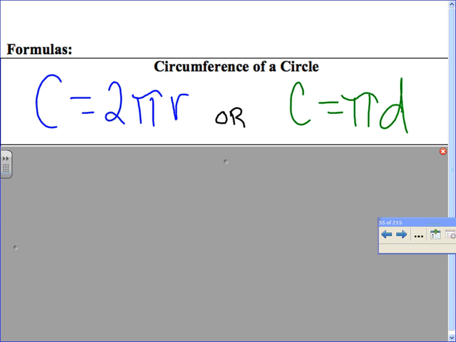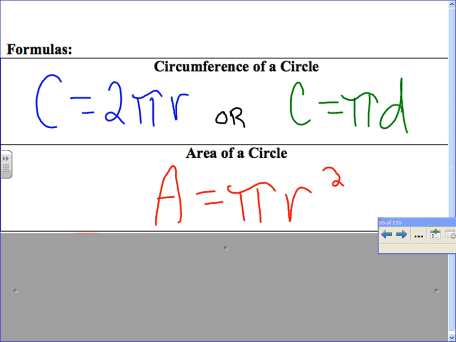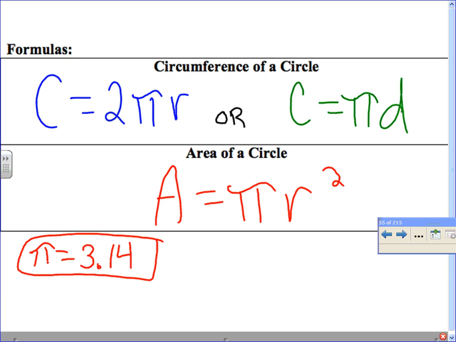Now, a comment about pi. The calculators have a pi button. Be careful, though. The pi button on your calculator is, of course, much more accurate than just using 3.14. But for this chapter, we're just going to use 3.14 because PSSAs and most standardized tests just tell you to use 3.14 for pi, even though we know it keeps going on much longer than just 3.14.